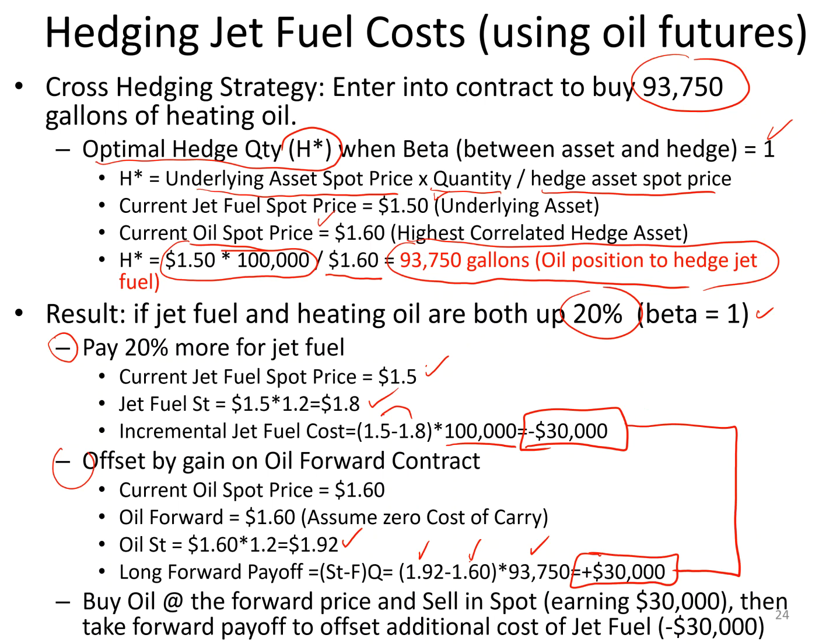So that's an interesting example of using a cross hedge. As long as the assets move together, you're simply going to take the profits from heating oil to offset the additional costs of jet fuel.